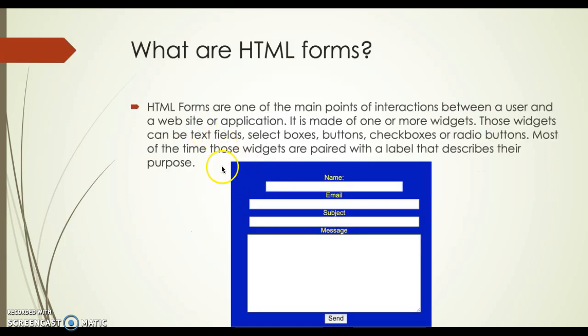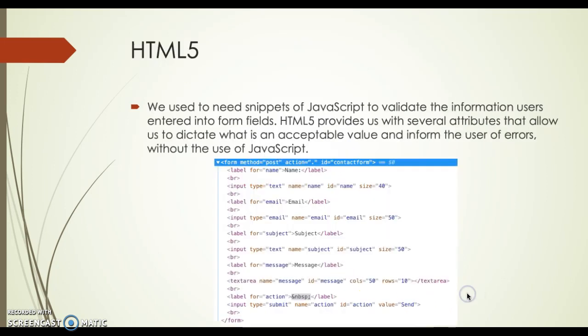So to start, what are HTML forms? HTML forms are one of the main points of interaction between a user and a website or application. It is made of one or more widgets. These widgets can be text fields, select boxes, buttons, check boxes, or radio buttons. Most of the time those widgets are paired with a label that describes their purpose.